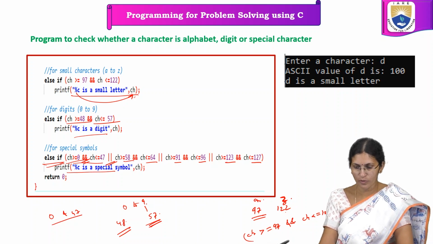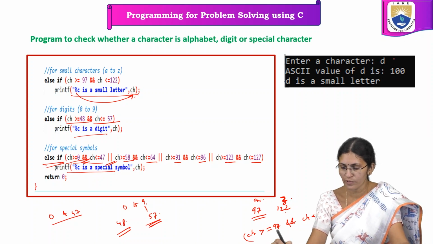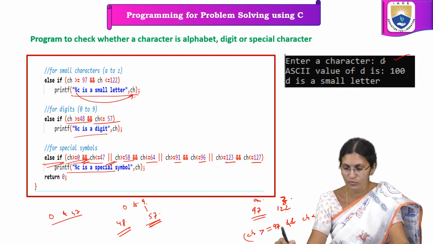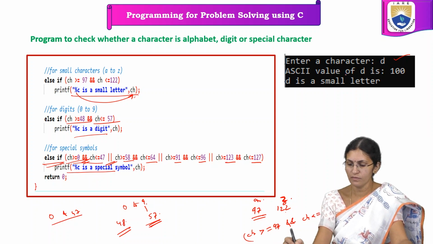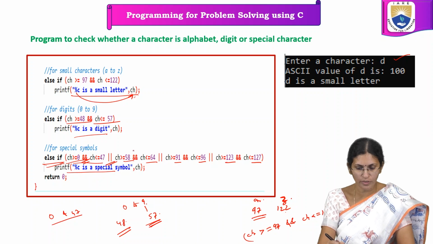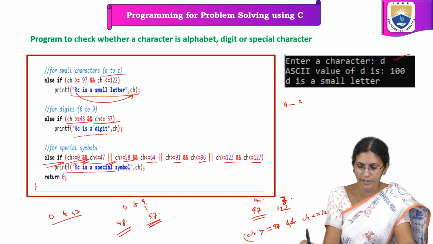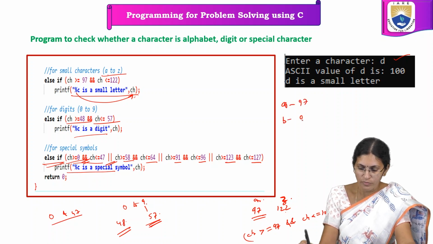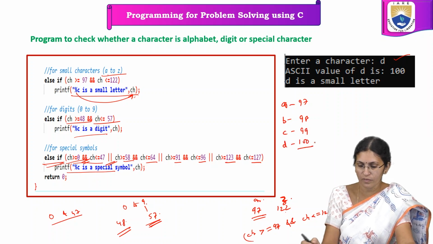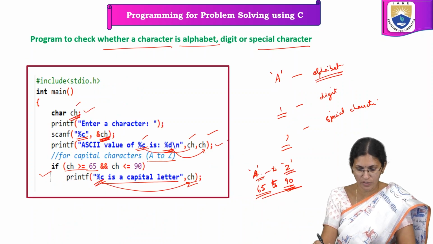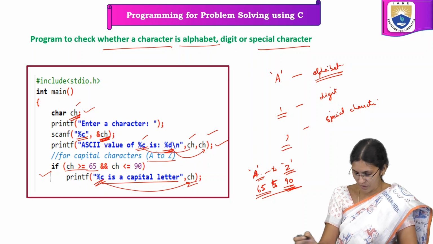If we run this program, this is the first line which is executed: enter a character. Suppose we give the value d. This is a small letter which we have given. It will match here, in this one. A to Z we have: a is 97, b is 98, c is 99 and d is equal to 100. So the ASCII value of d is 100. So this line will be executed: ASCII value of d is 100.